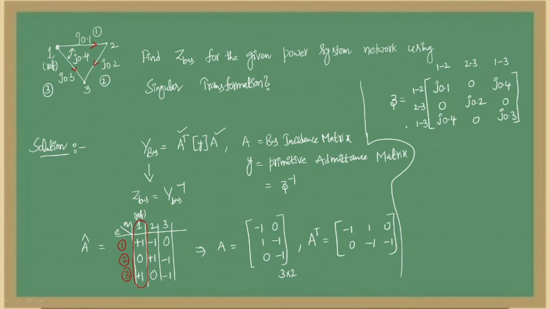In this way you can simply write the primitive impedance matrix based upon the self impedances as well as the mutual impedances. Self impedances occupy the diagonal portion, and mutual impedances occupy the off diagonal portion. This is the primitive impedance matrix. If you take the inverse of this matrix, Y is equal to Z inverse.